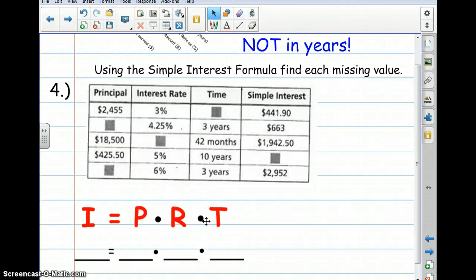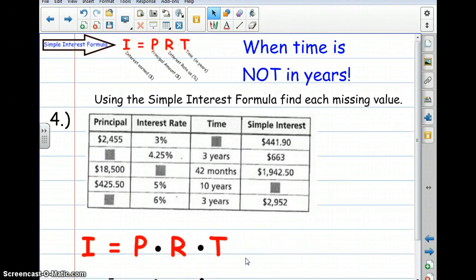Okay, so today's lesson, go ahead and start a new page in your notebook, and you can write simple interest. And the title of this lesson is When the Time is Not in Years. Because not every time that you're given is always going to be in years. Sometimes it's going to be in months. And we have to change our time if that's the case.